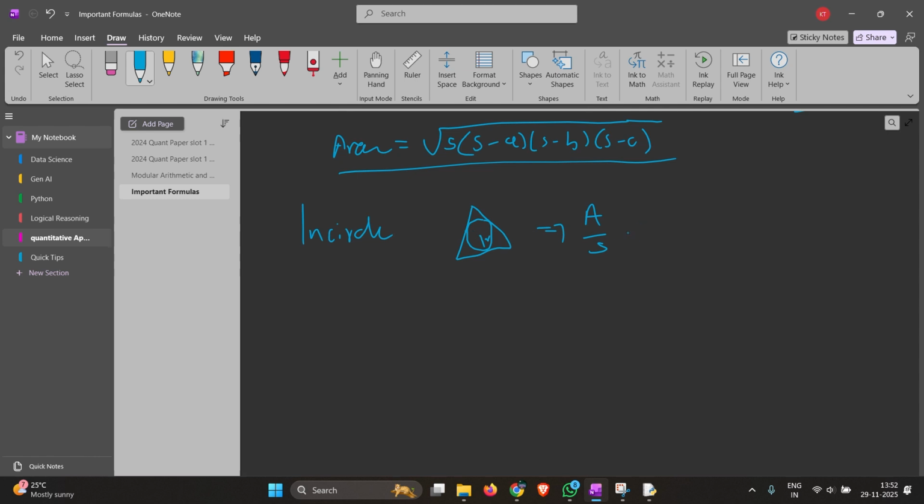And if this triangle happens to be a right-angled triangle like this, then there is a shortcut formula of a plus b minus c by 2, c being the hypotenuse and a and b being the other two sides. So these formulas are for the radius of the incircle.